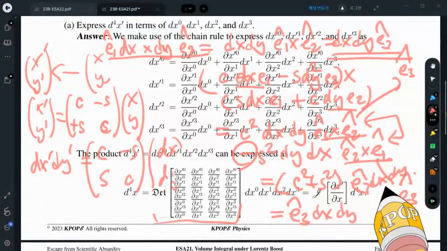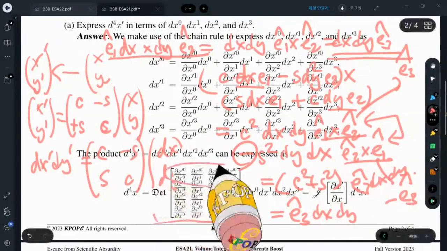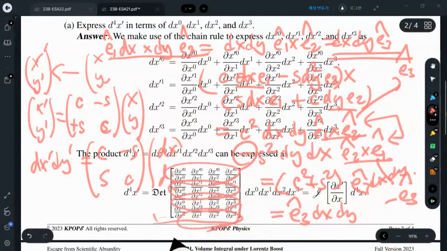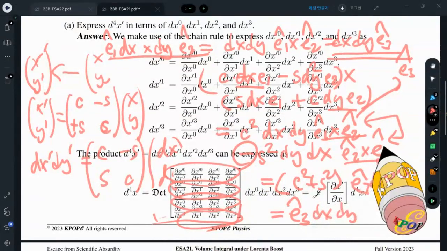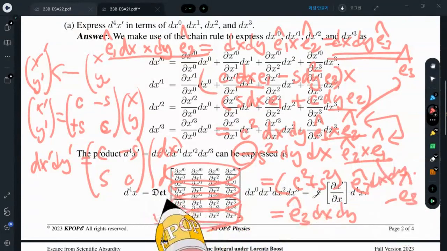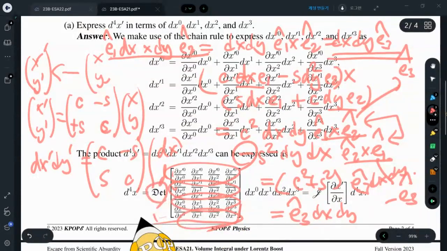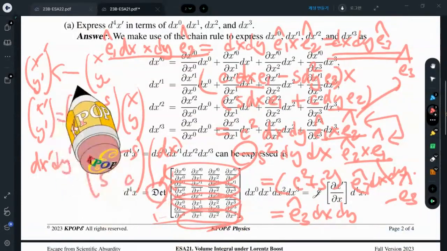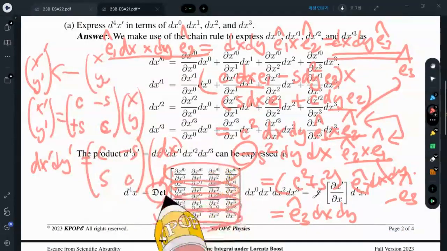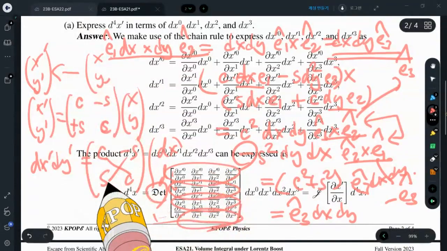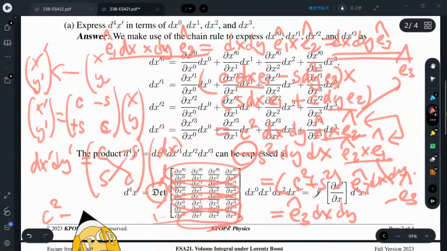This kind of anti-symmetric product of every row, using the anti-symmetric nature, is called the determinant. In the case of a 2 by 2 matrix, the determinant is just the cross one: c squared plus s squared, that is cosine squared plus sine squared, equals 1.